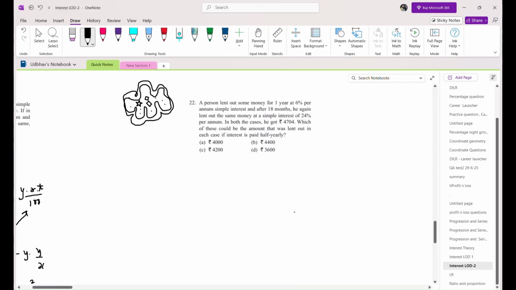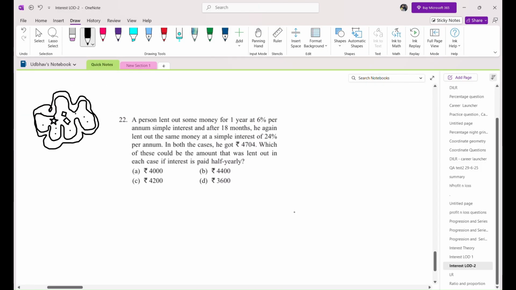Next question. A person lent out some money for 1 year at 6% per annum simple interest. After 18 months, he again lent out the same money at a simple interest of 24% per annum. In both the cases, he got 4704. Which of these could be the amount that was lent in each case if the interest is paid half yearly?